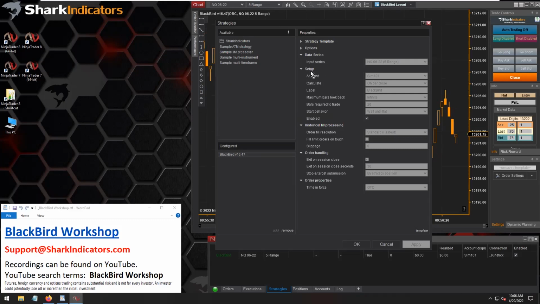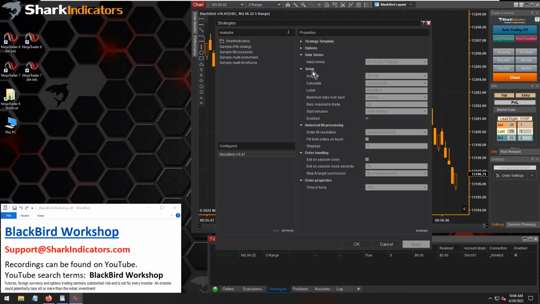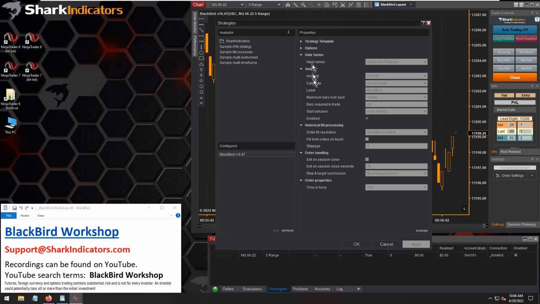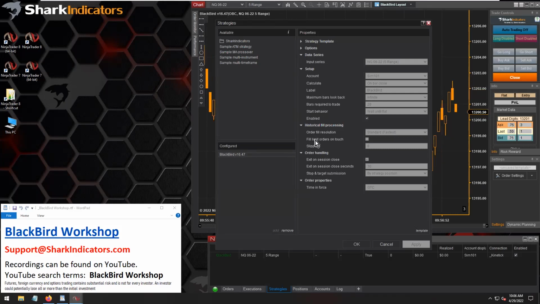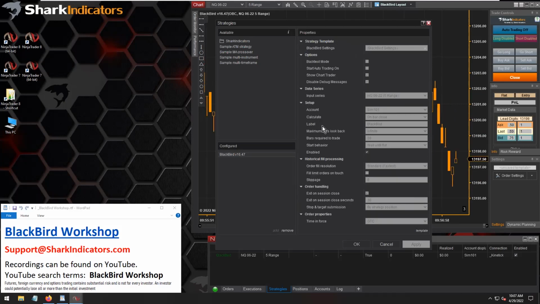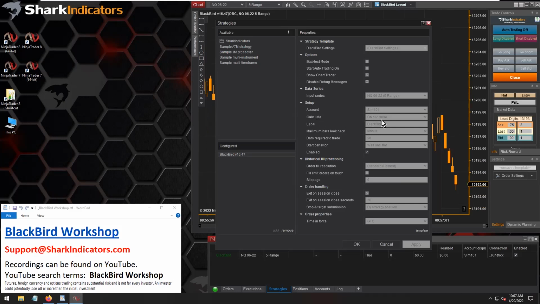there is a setup section here, right? From the setup section down, those are all NinjaTrader settings. So BlackBird does not add any of these options, what are called properties. Everything from the setup section down, all those properties are NinjaTrader properties. They do not come from BlackBird here. Let me open up these others. Anyways, Bob's asking about the calculate property from NinjaTrader.